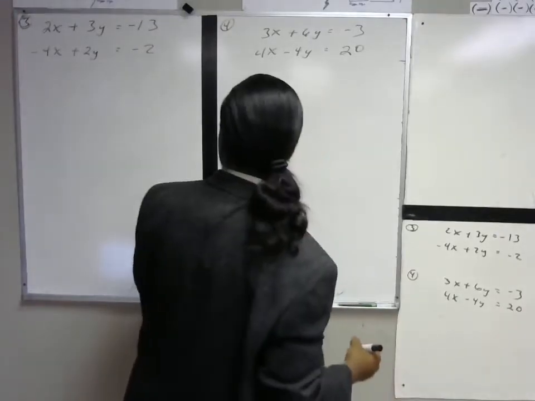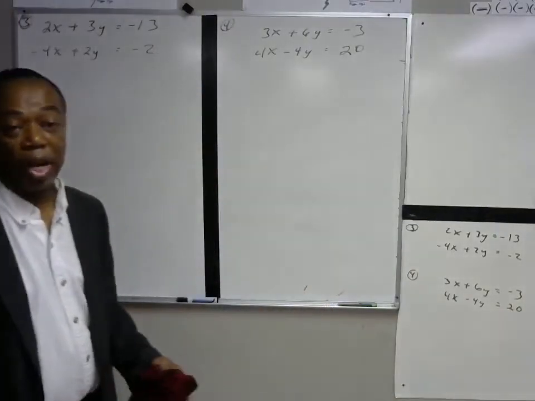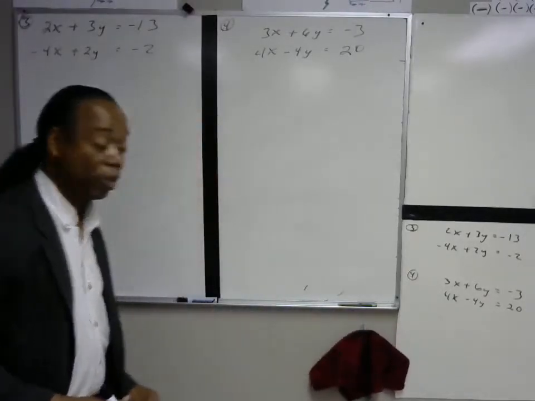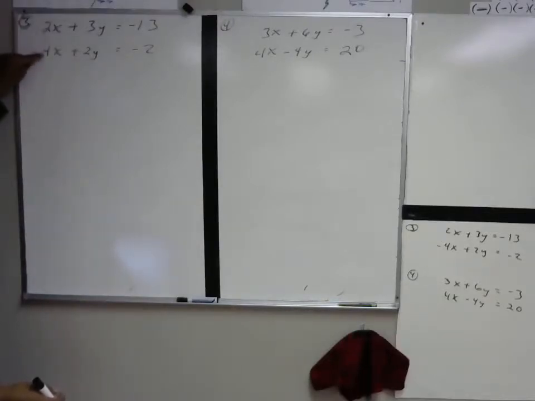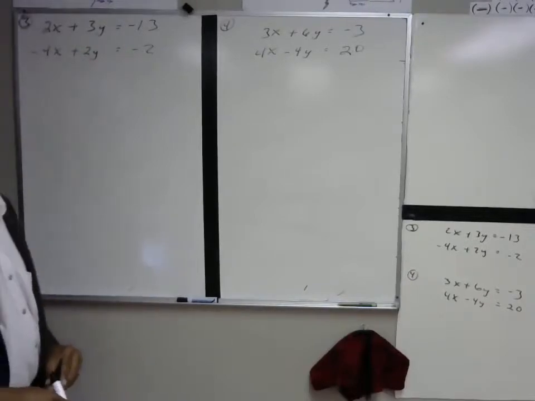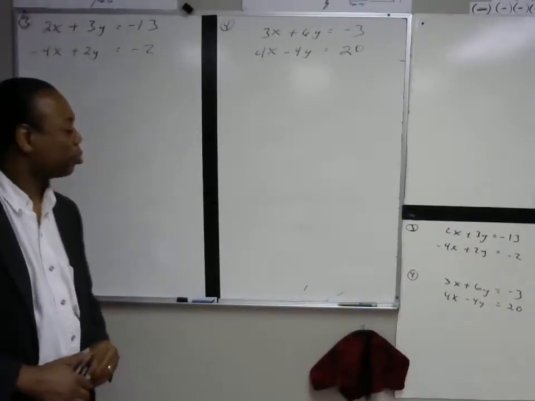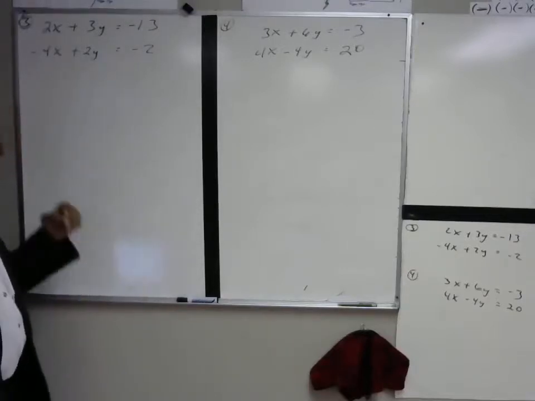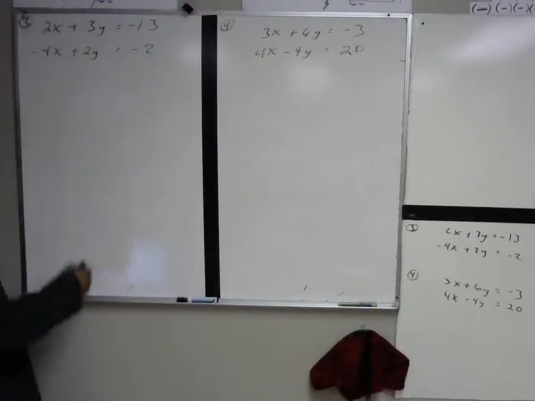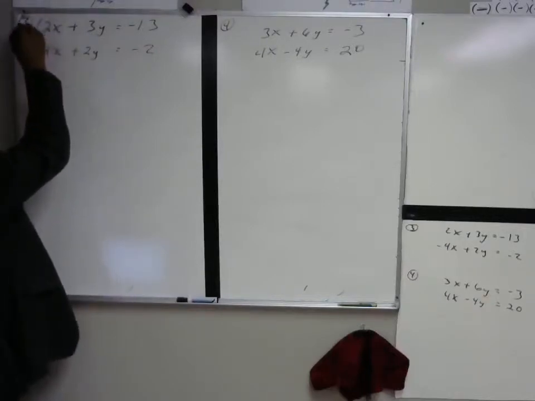Okay, number three. Number three, you'll notice that it does not readily have any additive inverses for the variables. You have a positive 2x, negative 4x, and 3y, and a positive 2y. So no additive inverses here. So we're going to create additive inverses by getting a common factor. So I think I can get a common factor of 4 between these two. So if I multiply this entire equation by 4, we will get a positive 4x.